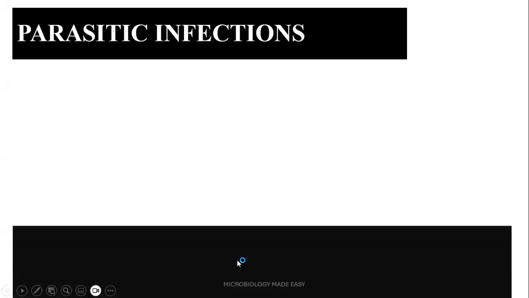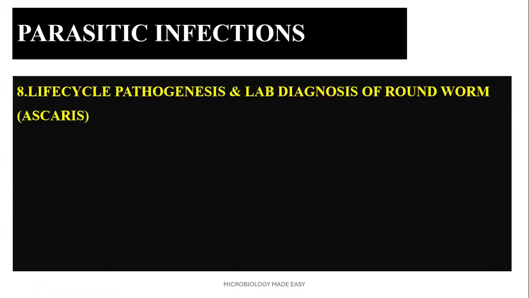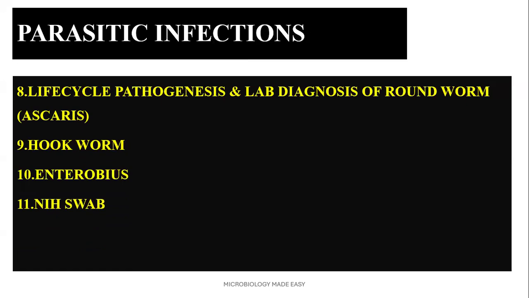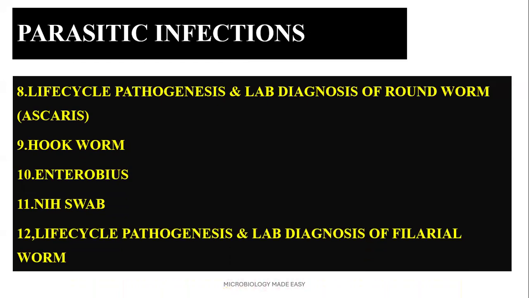Echinococcus granulosus. The next under parasitic infection is the life cycle and pathogenesis of roundworm, Ascaris. Next, short notes: hookworm, Enterobius vermicularis. Next, NIH swab, for short note, that is National Institute of Health swab, for 2 marks. Next, pathogenesis and lab diagnosis of filarial worm.